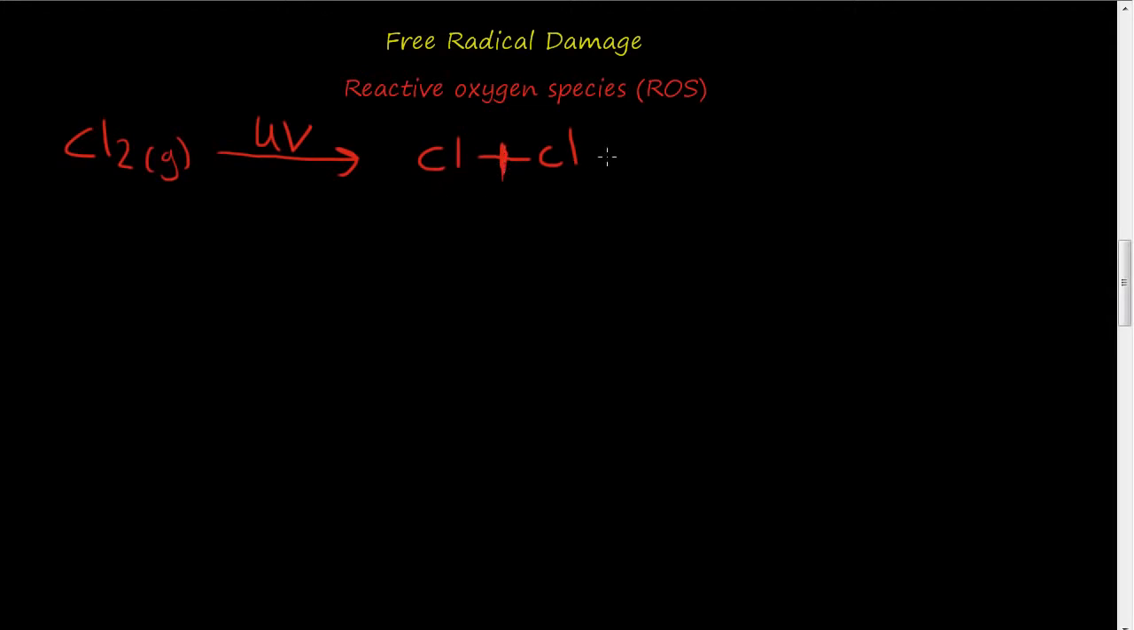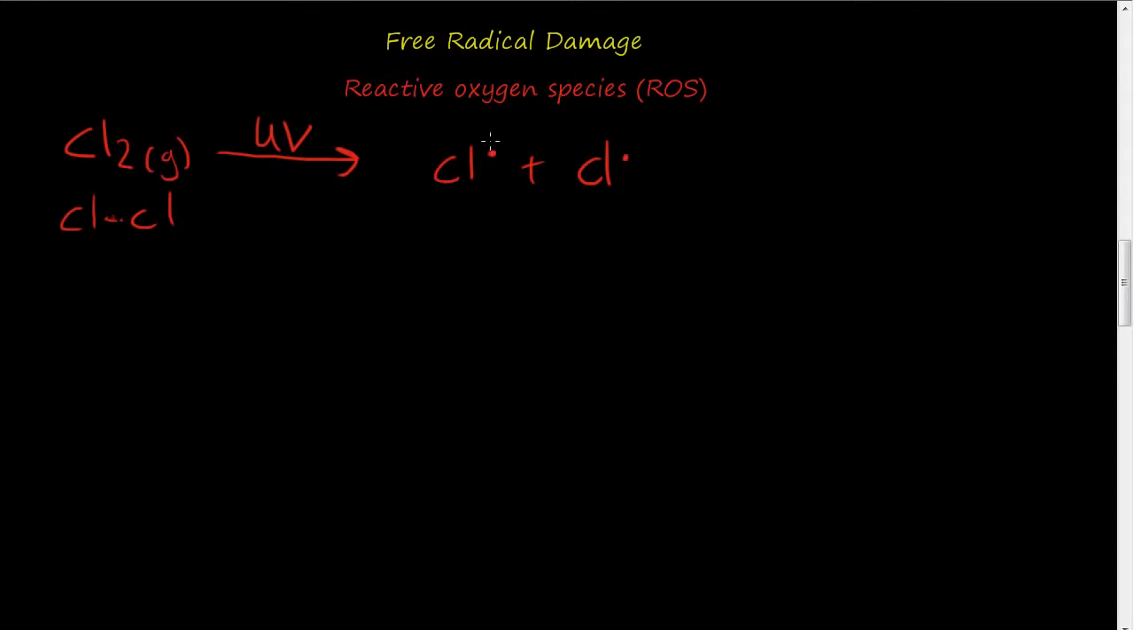Let me write this a little bit better here. So here the chlorine gas is connected like that. You shine UV light and it breaks this bond right here. So then you get chlorine with one electron, because there's two electrons, one right here and one right here, and they're sharing this bond. So you break it in half, and then you get one electron here, plus you get another of the same type, another chlorine with one electron. Now this is a free radical.